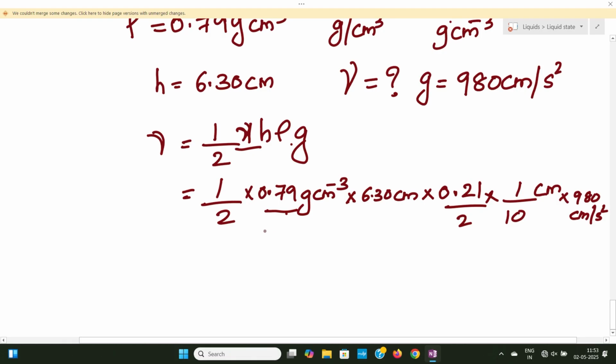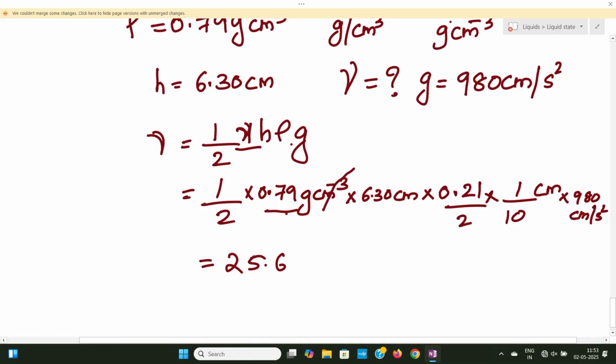we will get the value as around 25.6. Here we have centimeter, centimeter, and centimeter, so in total centimeter cube. And here we have centimeter cube inverse. So this centimeter cube inverse and the centimeters get cancelled. Finally, we have the answer 25.56 gram per second square. This is the answer.